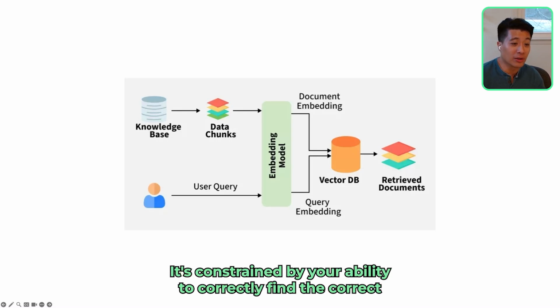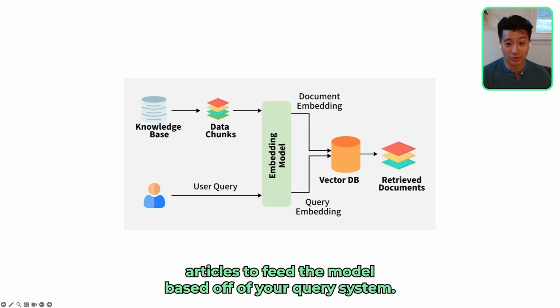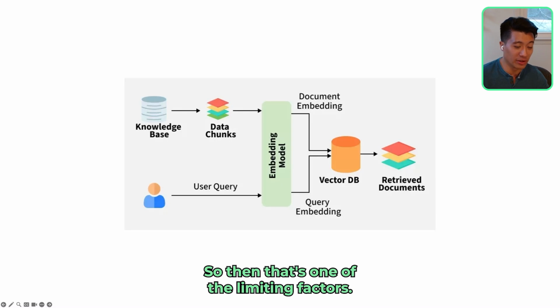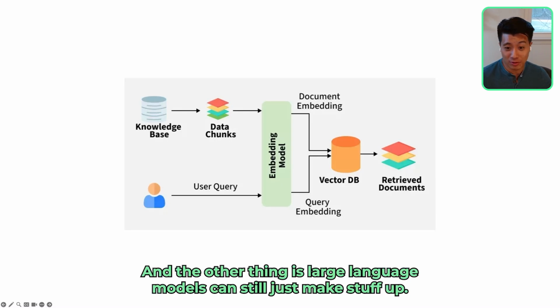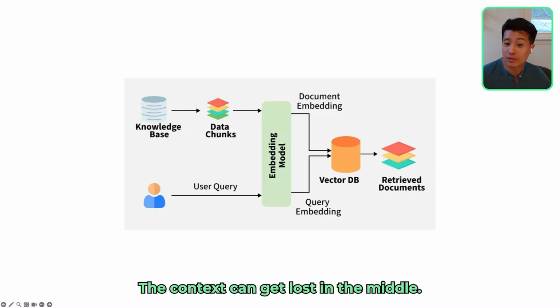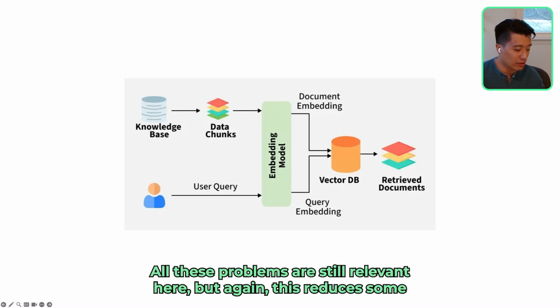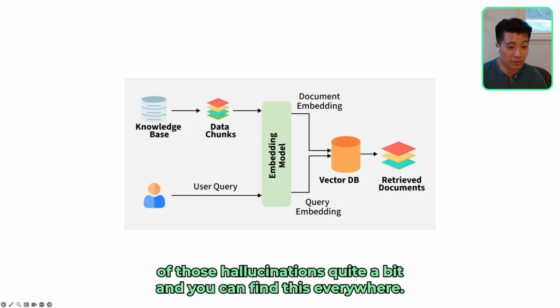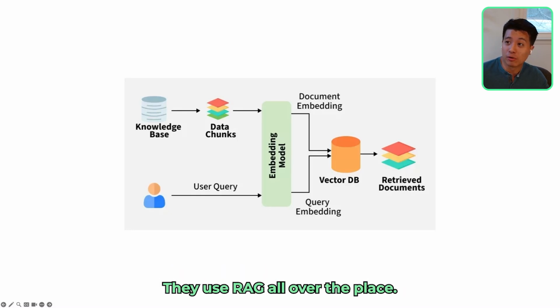It's constrained by your ability to correctly find the correct articles to feed the model based off of your query system. So then that's one of the limiting factors. And the other thing is large language models can still just make stuff up, even if you give it the right context. You can give it too much context. The context can get lost in the middle. All these problems are still relevant here, but again, this reduces some of those hallucinations quite a bit. And you can find this everywhere. They use RAG all over the place.